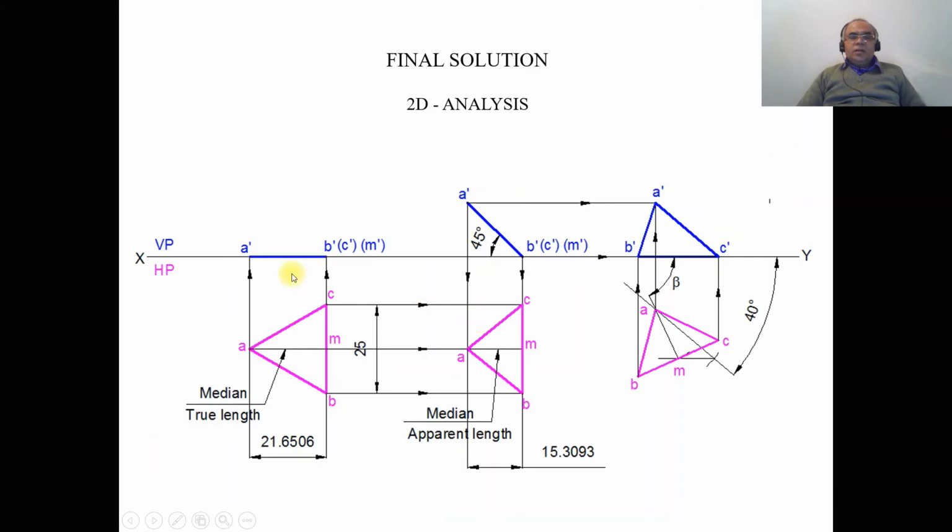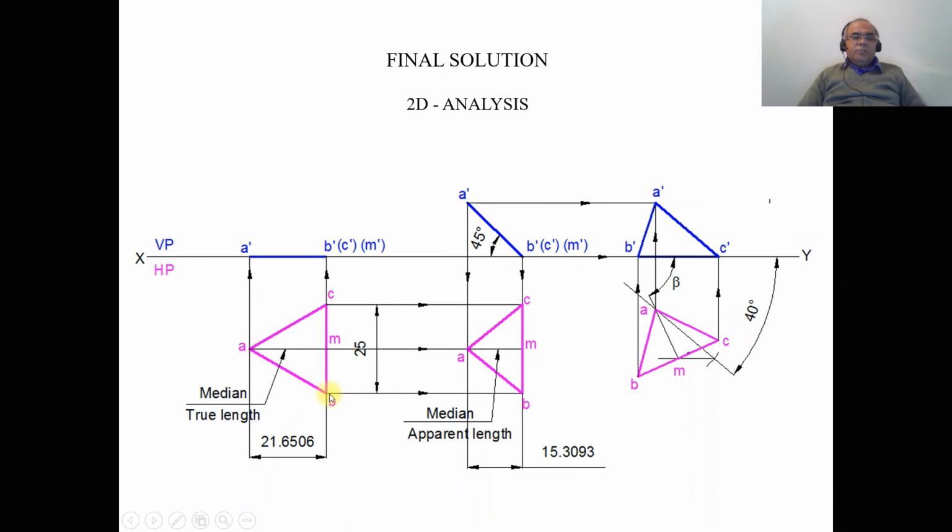So now we are going to analyze and solve this problem by using the sketchbook. To write the solution in the sketchbook, first you draw an XY line at the center of the sketch sheet. Then you mark this as XY and VP and HP. Then in the horizontal plane, you take any convenient distance from the XY line, and you draw a vertical line of 25 mm. And then with P as center, you mark this point as C and B.